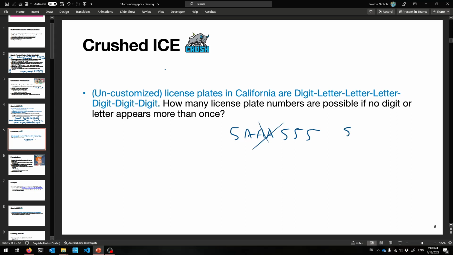So I want a license plate that looks like 5ABC678, all the ones that look like that. That's allowable. All right. So think about how many license plate numbers are possible if you have to only consider ones that look like this. Okay.